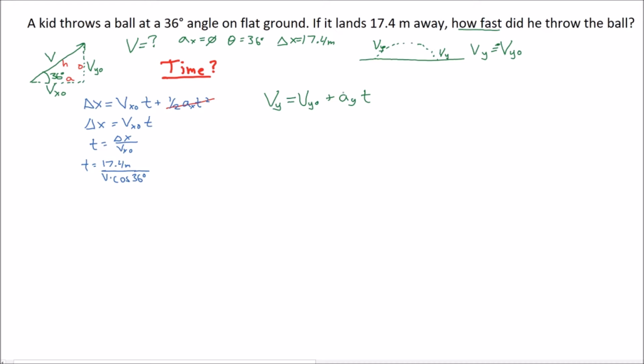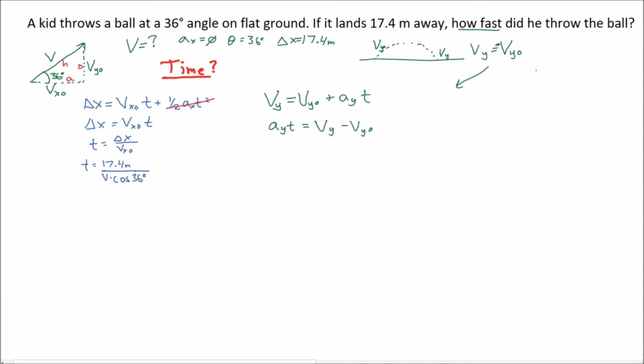I'm fairly certain I'm going to know negative 9.8 meters per second squared will be a_y, and we'll see what happens here. We kind of already talked about that over here. So I want to find time. I want to put this in terms of time. So here's what I'm going to do. I'm just going to subtract. a_y t is equal to v_y minus v_y naught.